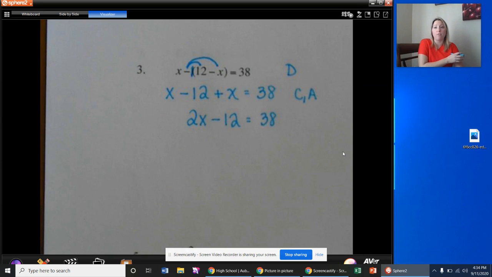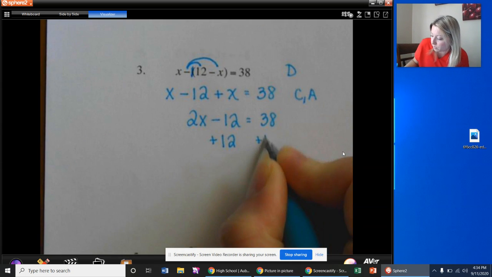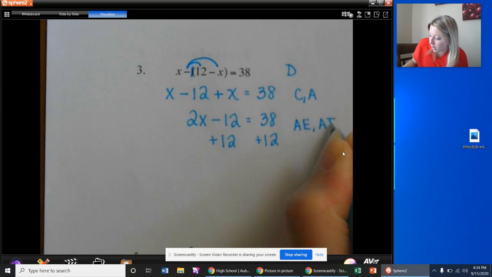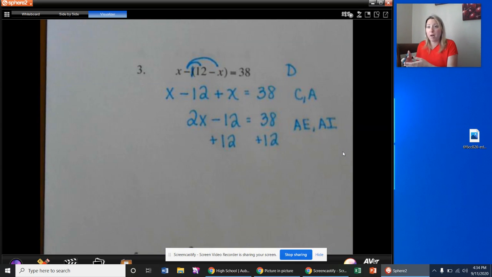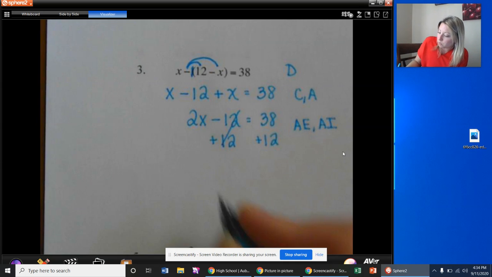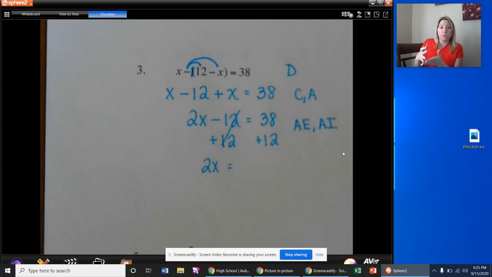Now it looks like the stuff we've already done, right? What's the opposite of a -12? A +12. So I add 12 to both sides of the equal sign. So I'm using the addition property of equality as well as the additive inverse, right? Like I said, the opposite of -12 is +12. These guys add up to 0, so they're gone. And that leaves me with just a 2x on this side of the equal sign. Bring down your equal sign, of course, to the next line.